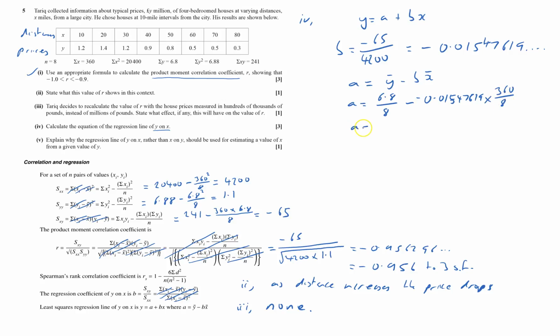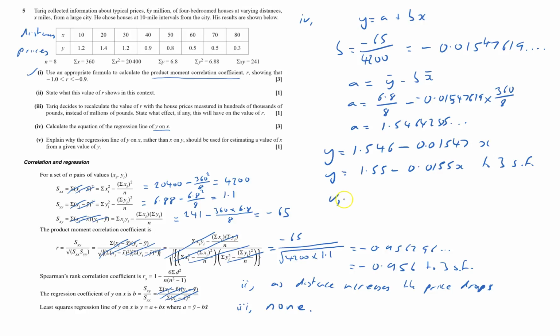And that says that A equals 1.546428.5. And so therefore we get Y equals 1.546 minus 0.01547x, or Y equals 1.55 minus 0.0155x, to 3 significant figures. Let's work that out just using the formula sheet.